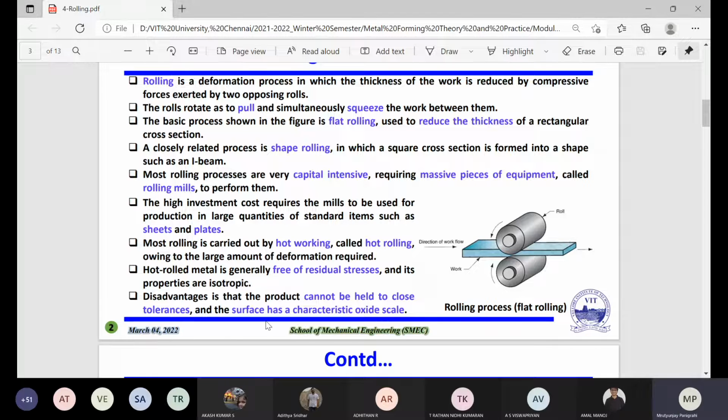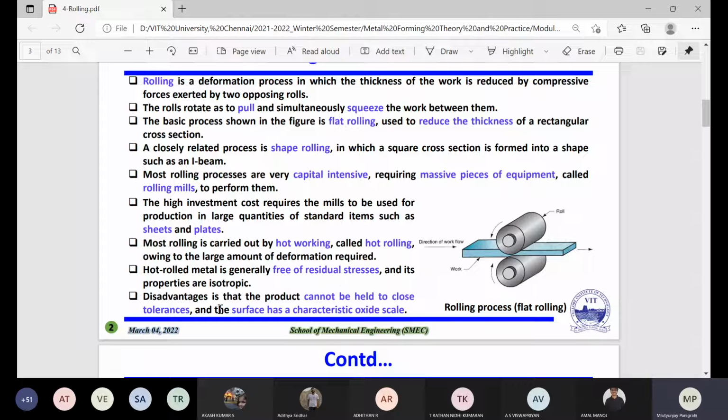Right? Okay, so most rolling is carried out by hot working, called hot rolling, owing to the large amount of deformation required. Similarly, hot rolling is generally free of residual stresses because it is at a high temperature. Then your pressing should be in a perfect way, so you will not find any residual stresses there.